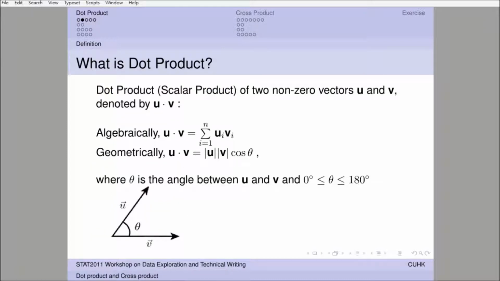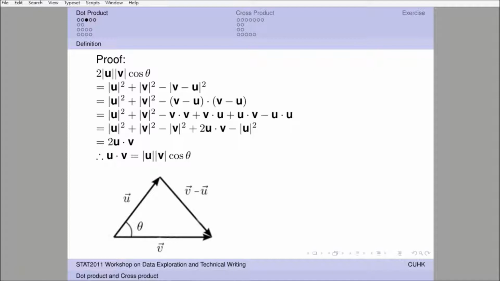For two non-zero vectors u and v, where theta is the angle between them, the dot product or scalar product of u and v, denoted by u dot v, is defined in two ways. Algebraically, it is the summation of all ui times vi, while geometrically, it is the product of the magnitudes of u and v and cosine theta. Here is the proof that u dot v equals the product of the magnitudes of u and v and cosine theta.